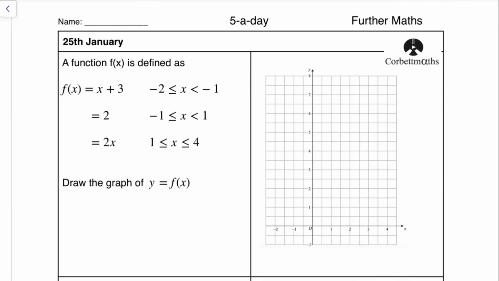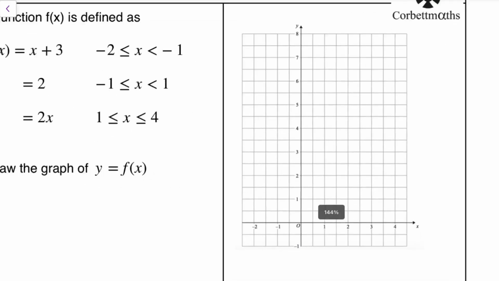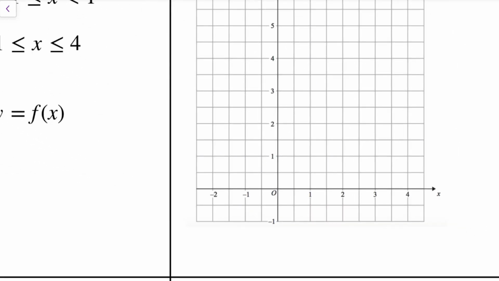Okay, so we have a piecewise function here, and it basically tells me there's three different functions, but they only work between certain different domains, if you like, or certain different inputs. Let's start with the middle one, because I think that's going to give us a bit of a frame of reference. So between x is -1 and 1, I should have the line y equals 2. So if I zoom in, I can see -1 is here and 1 against 2 is here. So let's join those up.